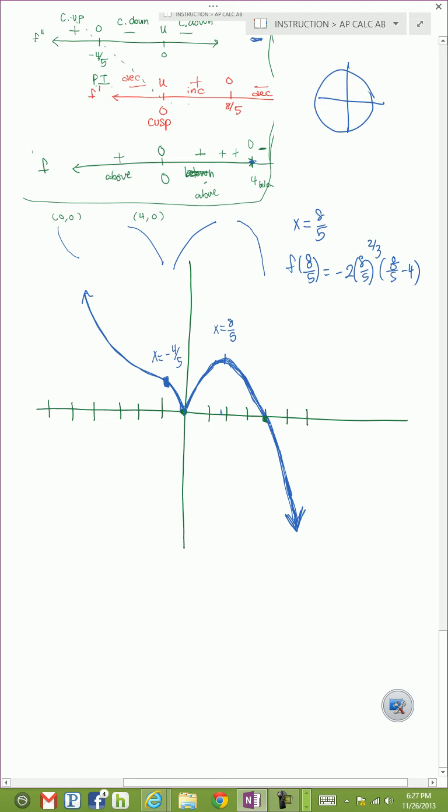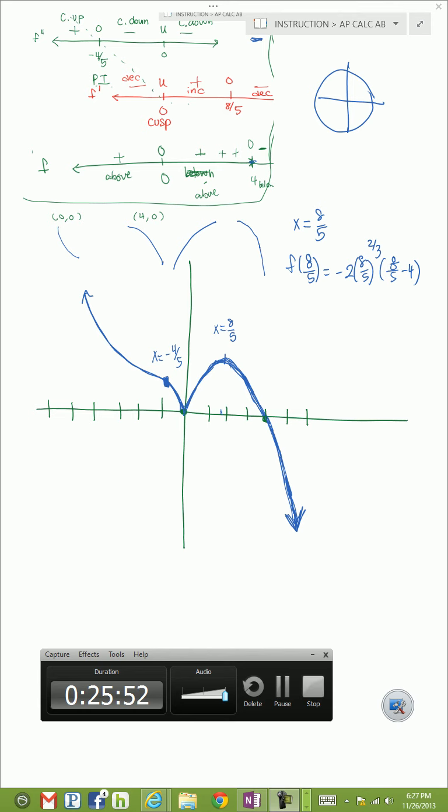So there's my graph. This was an extremely long video. You're welcome to skip through the pieces that you didn't need. Hopefully this helps. Wow, 25 minutes.